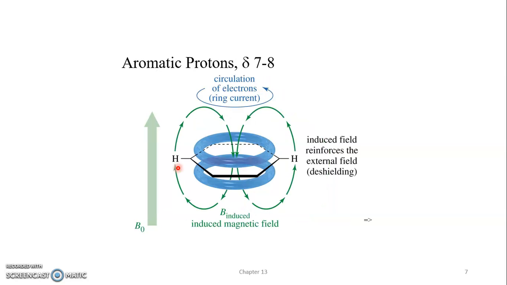Now this is benzene, or aromatic protons. So in the case of aromatic protons, the lines are rotating in this direction. Okay, that means it is rotating like this. So this is the electron ring current.